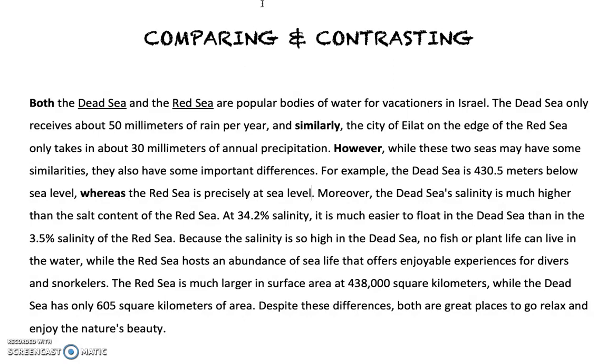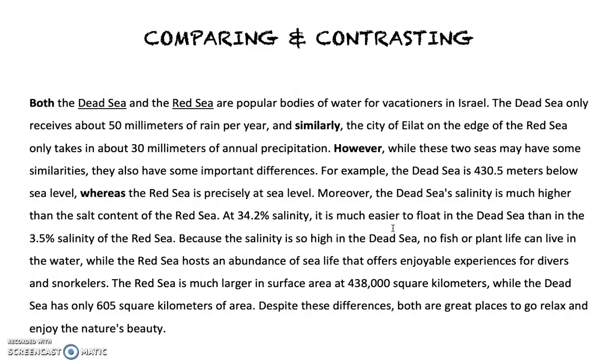So we look back, we see that here's a similarity. This is a comparison. The Dead Sea and the Red Sea are popular bodies of water. Another similarity, they get very little rain. And then a difference is how high or low they are compared to sea level. The Dead Sea is very low. The Red Sea is right at sea level.